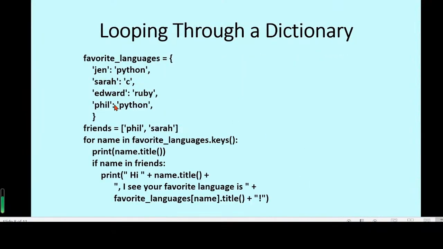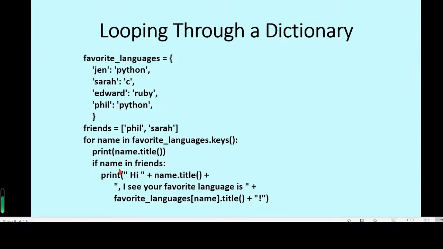So this is the code. So we create the same dictionary as before. Then we have friends, a list of two people who are our friends. Then write a for loop, for name in favorite languages dot keys. So this name represents each name in this dictionary. Then print this name's title form first.